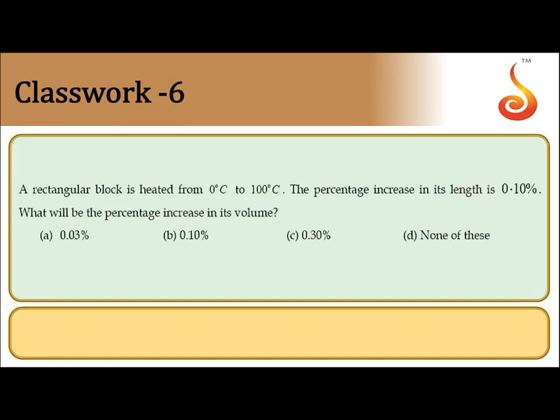Yes, we'll move on to next one. A rectangular block is heated from 0 degree Celsius to 100 degree Celsius. Percentage increase in its length is 0.1%. What will be the percentage increase in its volume? So delta L by L is equal to 0.1%. Then delta V by V should be 3 times delta L by L, that should be 0.3%. That should be option C.